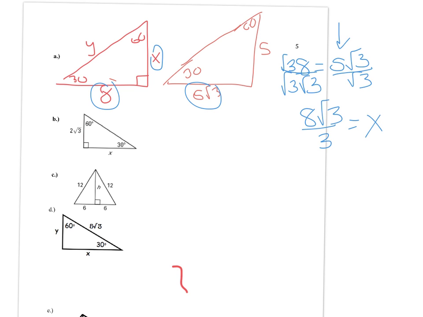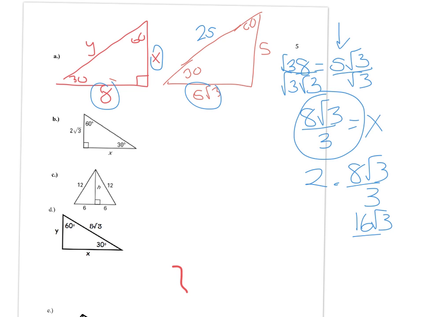Now I have to find Y for that same one. Y is the hypotenuse. So to find the hypotenuse, I've got to go 2 times S. If this is my short side, S was 8 radical 3 over 3, I've got to go 2 times 8 radical 3 over 3. And that gives me 16 radical 3 over 3. That is my Y for part A.